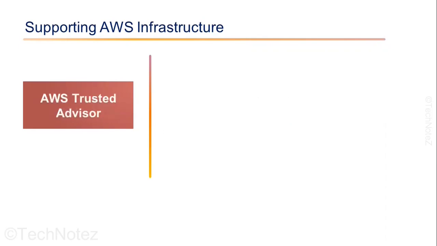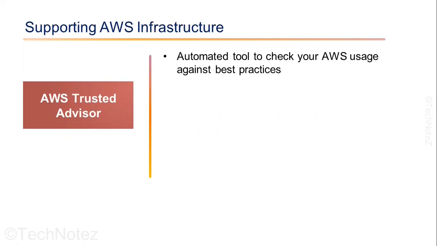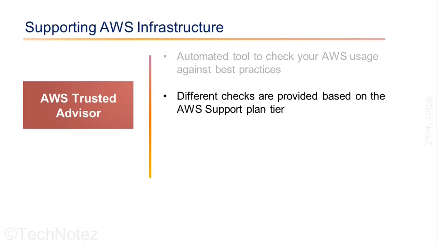Let's talk about the AWS Trusted Advisor. AWS Trusted Advisor helps you to optimize your use of AWS services. It's an automated tool to check your AWS usage against best practices. It checks your AWS infrastructure for potential issues and provides recommendations for improvement.